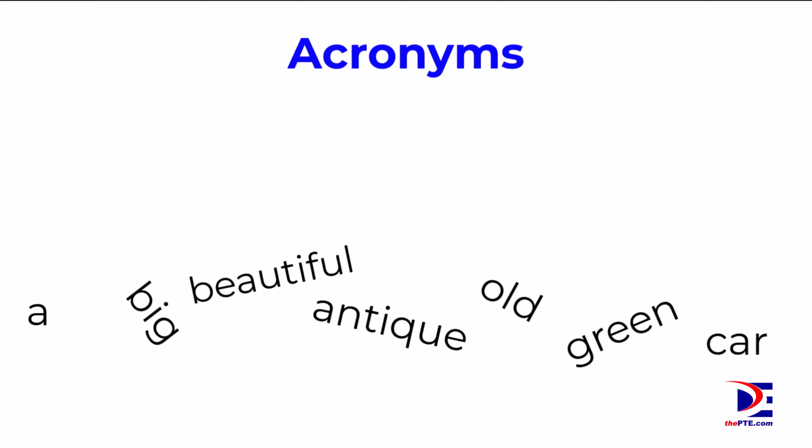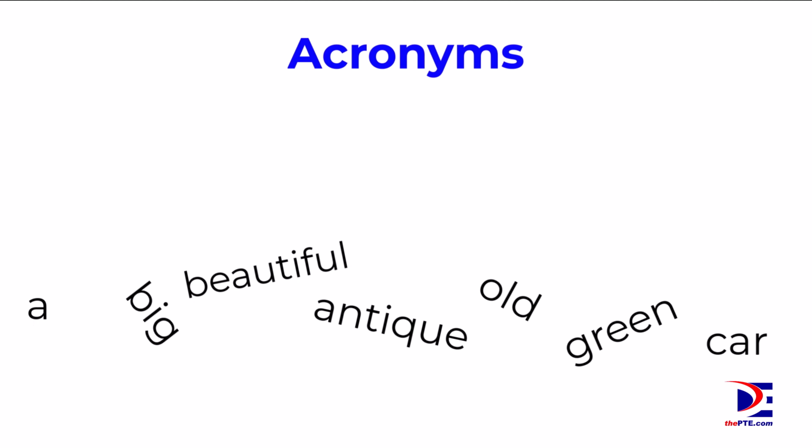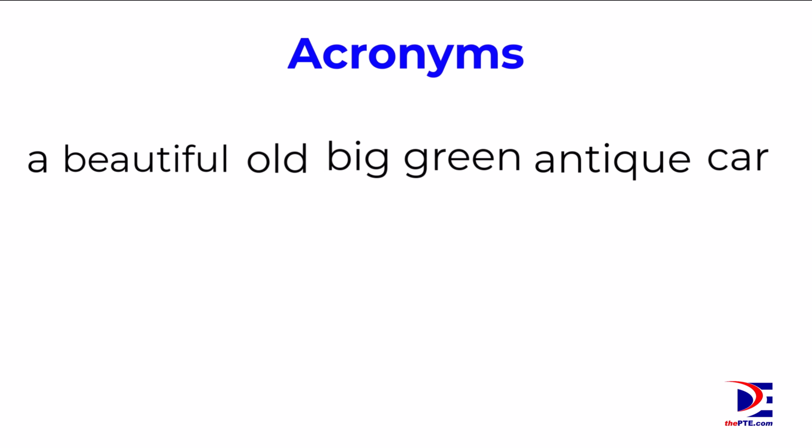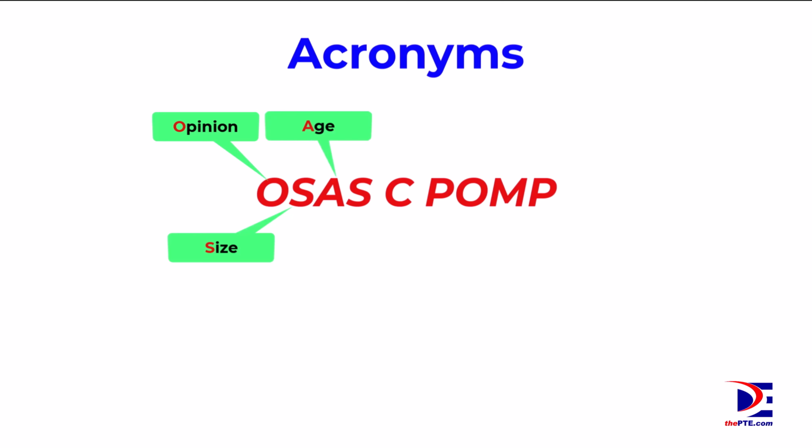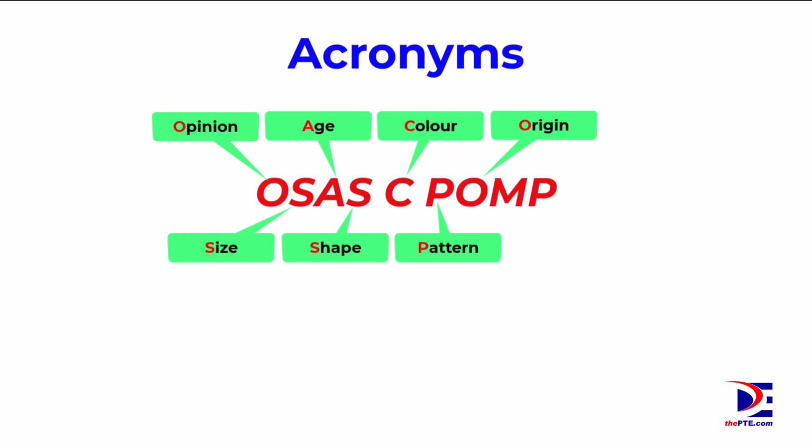First up is acronyms. In order to memorize the order of multiple adjectives in English, for example, you need to memorize the acronym OSASCOMP, which basically stands for O for opinion, S for size, A for age, S for shape, C for color, P for pattern, O for origin or place, M for material, and P for purpose.